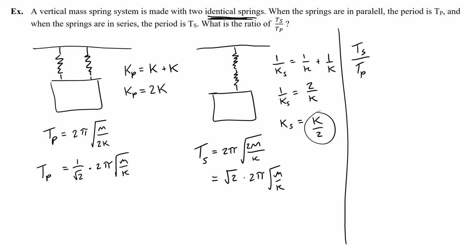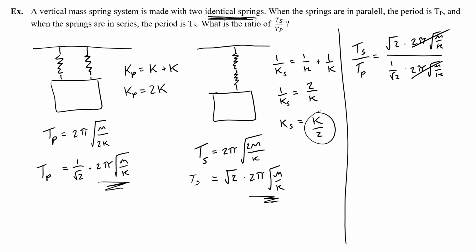This will help me to relate the two periods because they're going to have the exact same thing in them. And when I write these next to each other, or I guess when I stack them, I'll put the series on top, so root 2 times 2 pi m over k. And on the bottom, I've got 1 over root 2 times 2 pi m over k. But all this stuff right here, it all goes away.